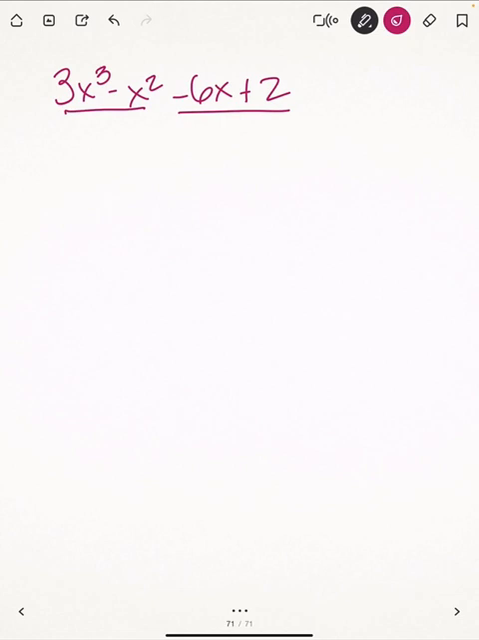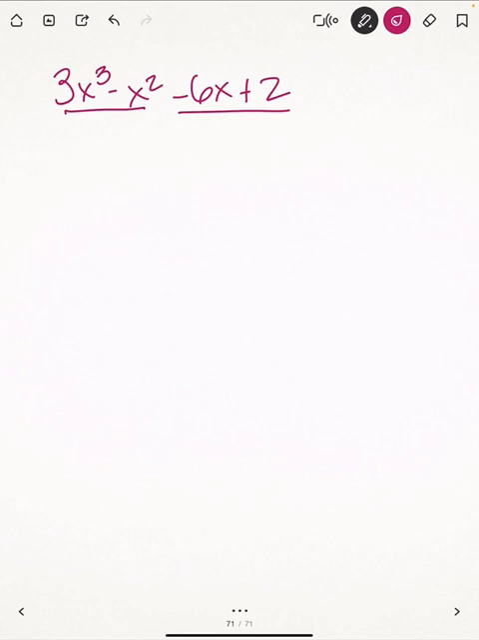If you look at 3 and the invisible 1 in front of x squared, there's no greatest common factor other than 1, so we can't make it smaller. Remember, the purpose of a greatest common factor is to make the binomial smaller, or the term smaller. If it doesn't change and become a smaller number, we can't use it.